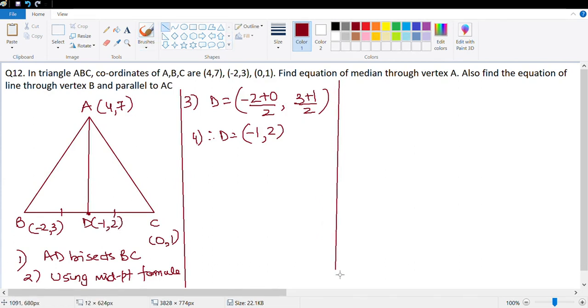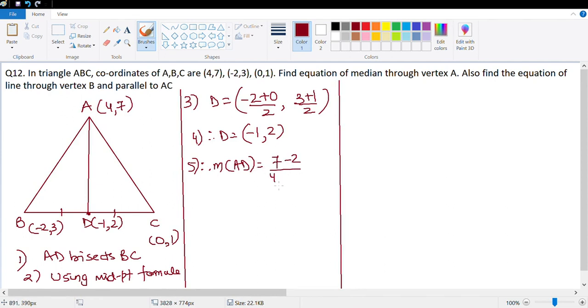Now that we know the coordinates of D, we can figure out the slope of AD. Therefore, the slope of AD would be equal to 7 minus 2 upon 4 minus negative 1, that's y2 minus y1 over x2 minus x1. 7 minus 2 is 5, 4 minus negative 1 is also 5. Therefore, the slope of AD is equal to 1.